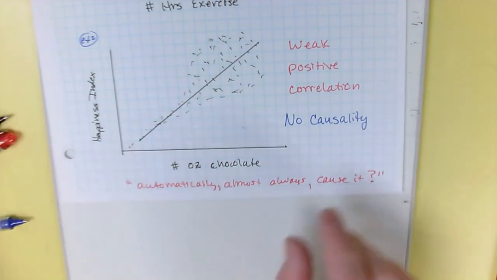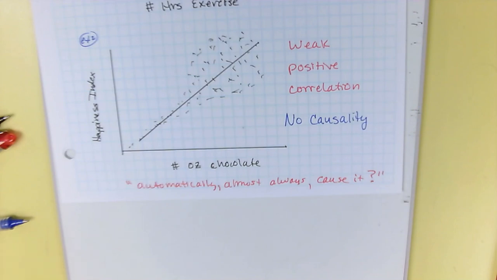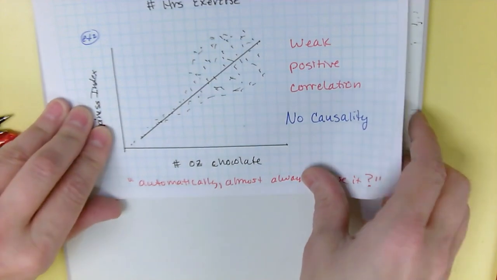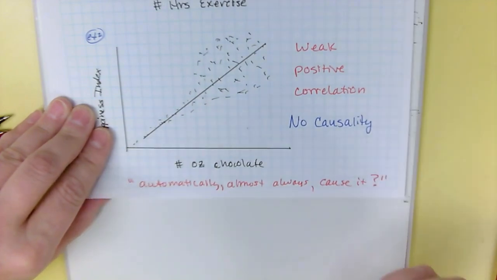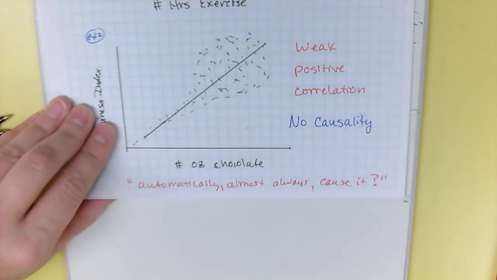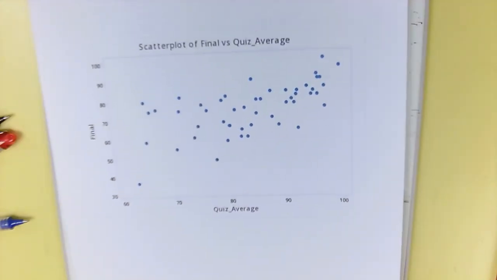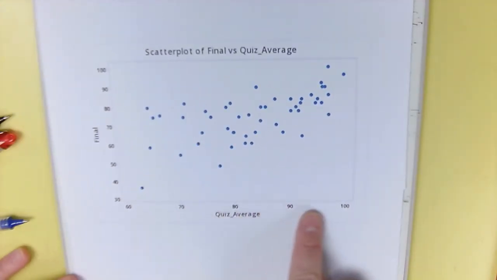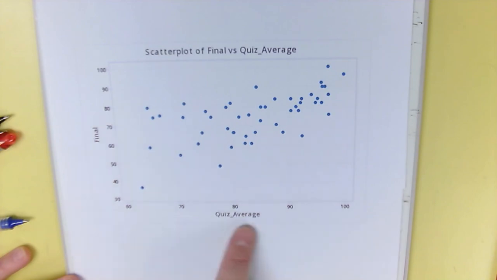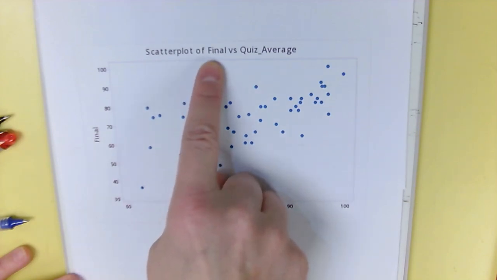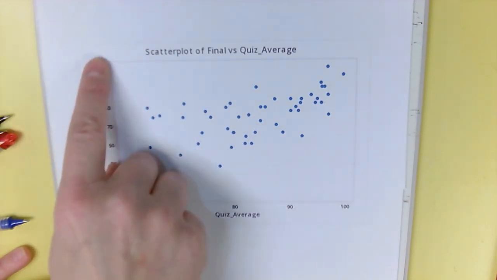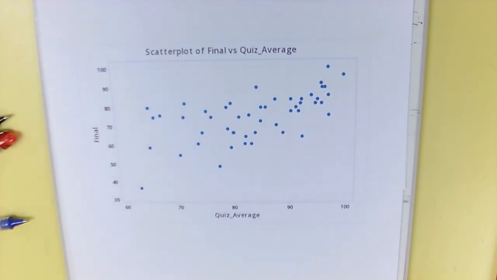All right, I'm going to show you some graphs. And we're going to decide, what type of correlation is it? And what type of causation is there, if anything? Okay, so here we go. We're going to look at a couple graphs. Here's the first one. This is your quiz average. So the average of all your quizzes and your final, I'm assuming, on the test. Okay, and I'm going to go one by one as we go through these.